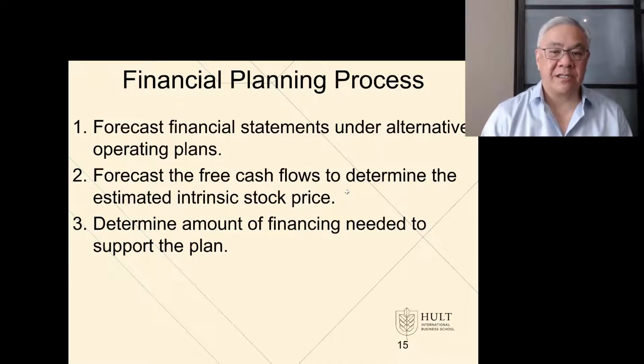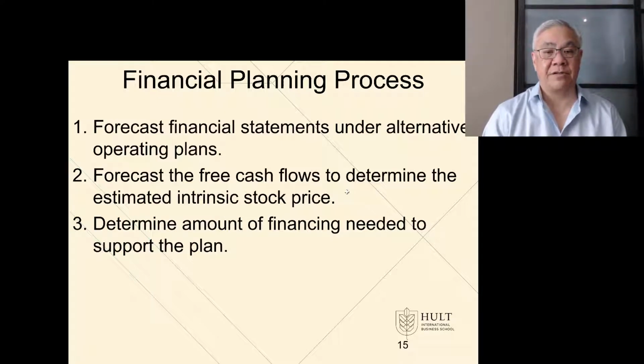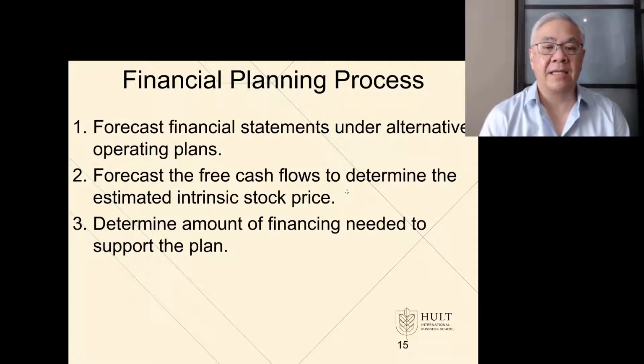The process we're going to illustrate has 3 steps. The first is let's forecast the financial statements using some different alternative plans and assumptions that come from that. Second, let's move to free cash flows in order to have a measure we can then use to estimate the stock price. Then finally, let's look at what that means in terms of financing. Do we have adequate financing? Yes or no, in a more precise way than using the AFN formula.